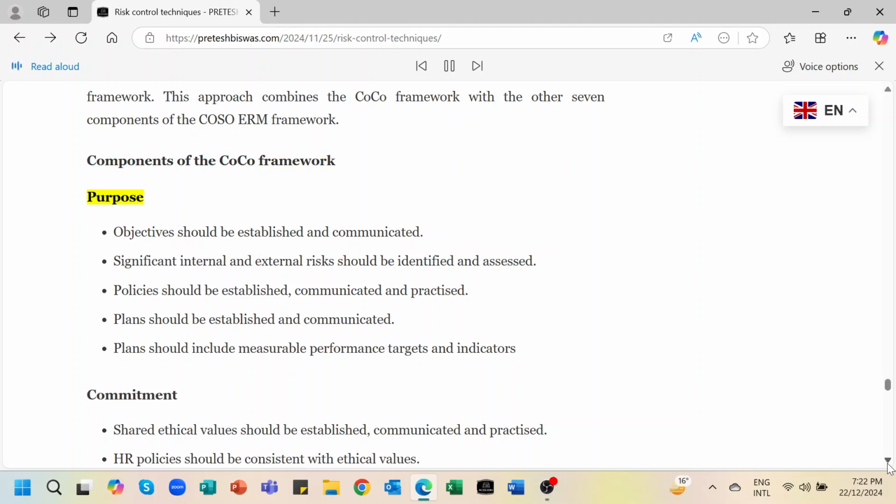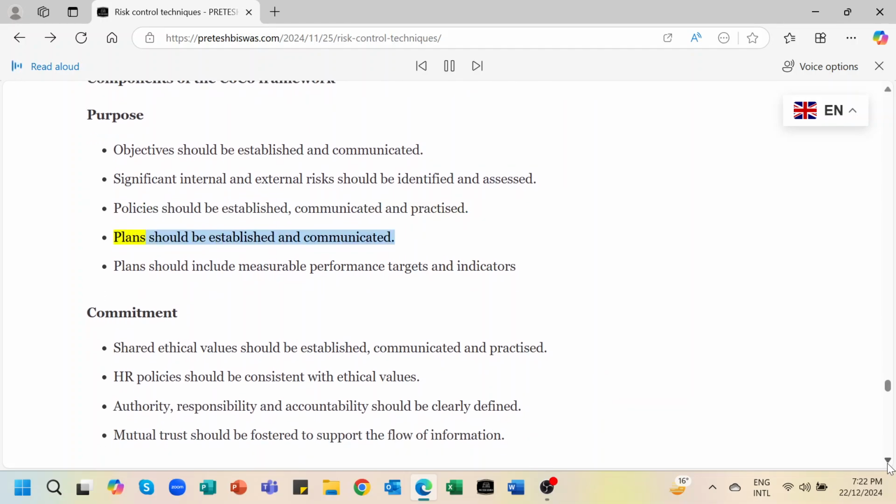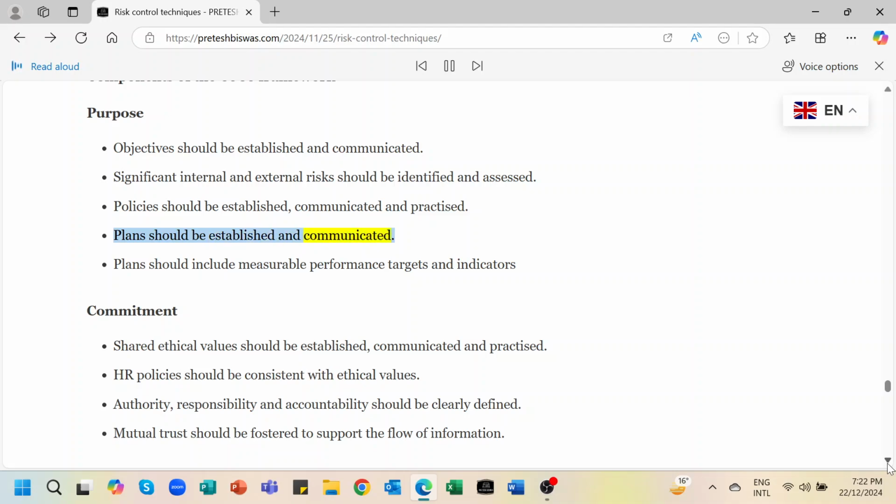Purpose. Objectives should be established and communicated. Significant internal and external risks should be identified and assessed. Policies should be established, communicated, and practiced. Plans should be established and communicated. Plans should include measurable performance targets and indicators.